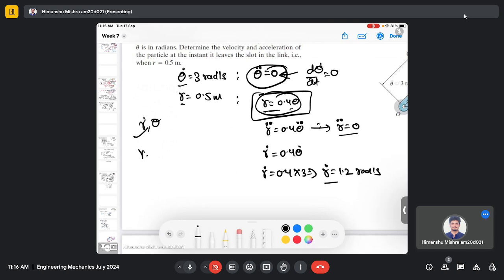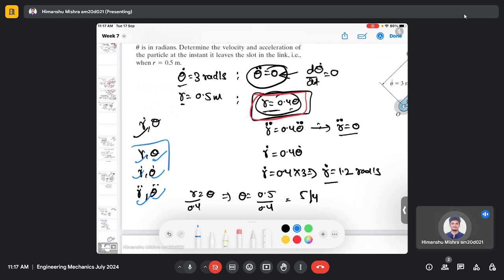Let me write down first r, theta, r dot, theta dot, r double dot, theta double dot. We found these quantities, and now only theta is left, and theta we will find from this expression, r divided by 0.4 equals theta. My r is 0.5, so theta will be 0.5 divided by 0.4. So theta is 5 by 4. So theta is also there.